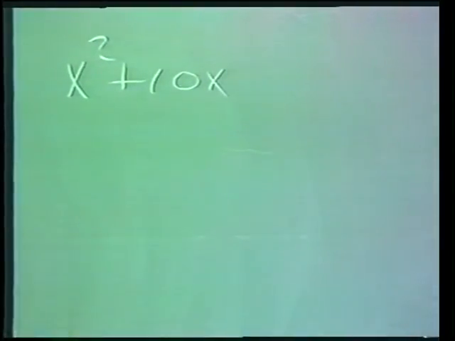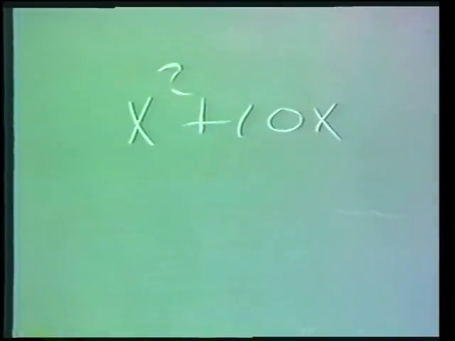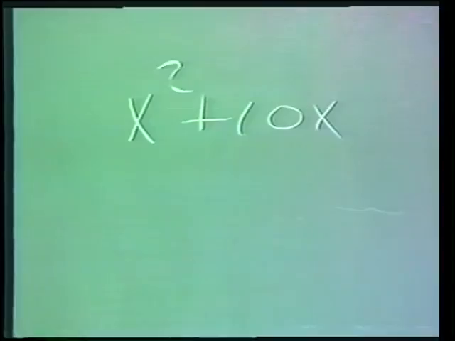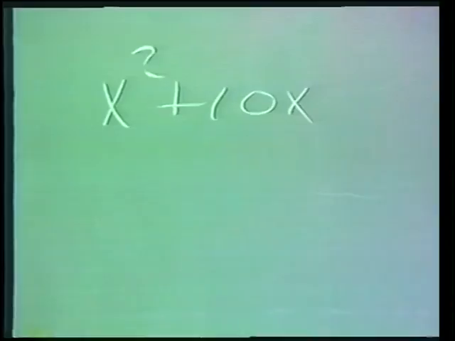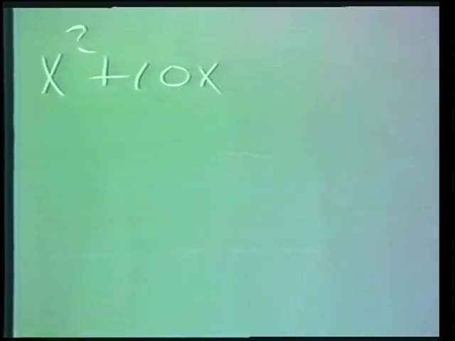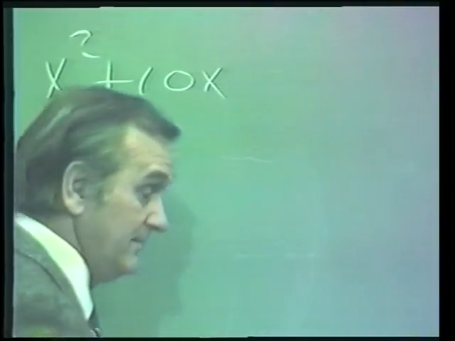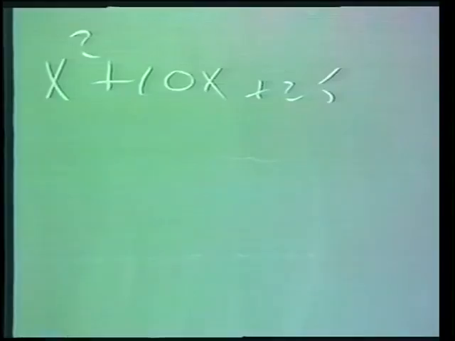On the board I have an expression. It says x squared plus 10x. What I'd like to do is add a number to this so that I have a trinomial, a three-termer, that is a perfect square. What number? Positive 25, Lynn? You sure? Yeah, I thought you were sure. It's right. Positive 25. That's what she added.